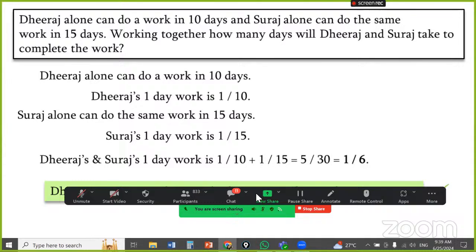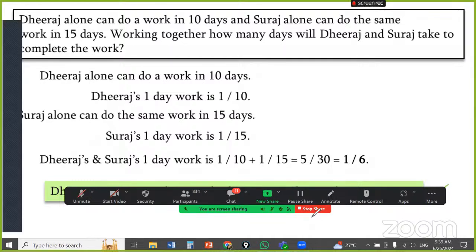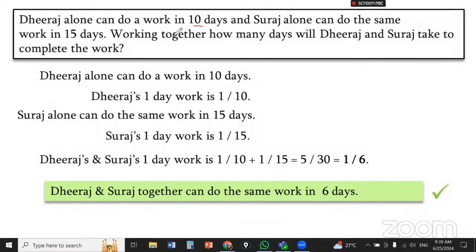There is another method also. Some students, those who are preparing for competitive exams, might practice this method also. What they do is, we take this 10 and then 15. This is the number of days needed to complete. So we need to take the LCM of 10 and 15, that is 30. The LCM is nothing but the total work. So together, totally they have to complete 30 works.